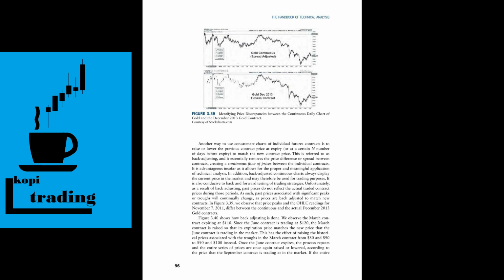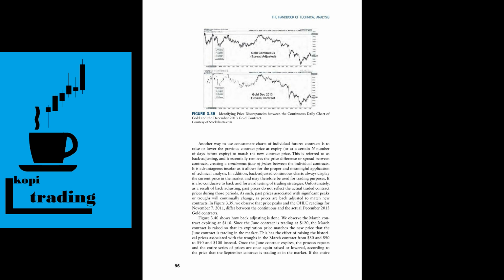It is advantageous insofar as it allows for the proper and meaningful application of technical analysis. In addition, back adjusted continuous charts always display the current price in the market and may therefore be used for trading purposes. It is also conducive to back and forward testing of trading strategies. Unfortunately, as a result of back adjusting, past prices do not reflect the actual traded contract prices during those periods. As such, past prices associated with significant peaks or troughs will continually change as prices are back adjusted to match new contracts. In Figure 3.39, we observe that price peaks in the OHLC readings for November 7, 2011, differ between the continuous and the actual December 2013 gold contracts.